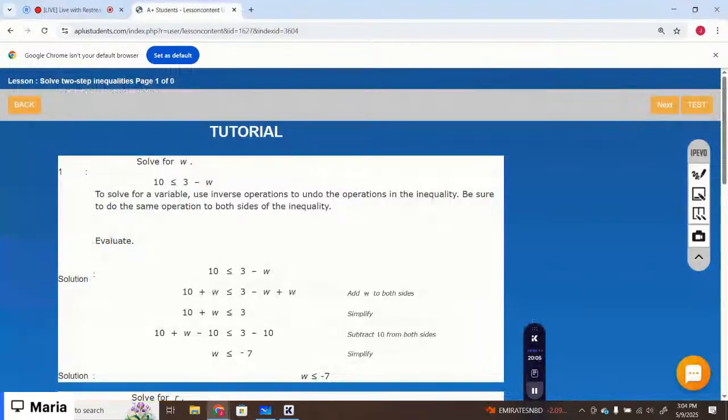Solve for W. 10 is less than or equal to 3 minus W. So let's just add W to both sides. So that is 10 plus W is less than or equal to 3. Now subtract 10 from both sides. So W is less than or equal to negative 7. Let's just start with the test questions.